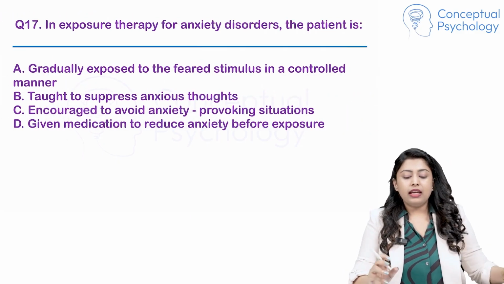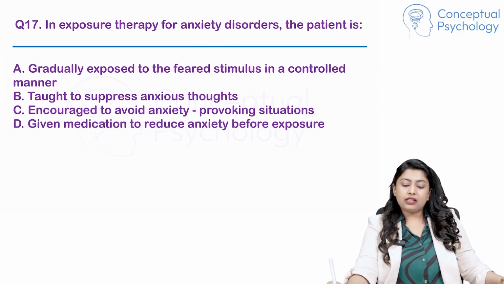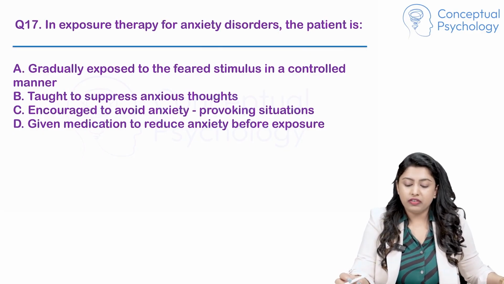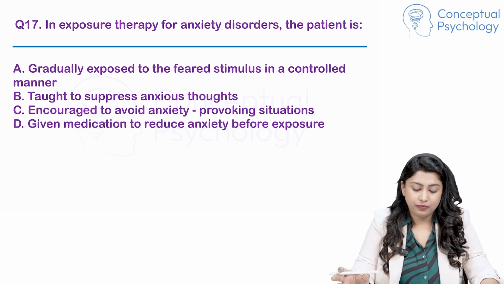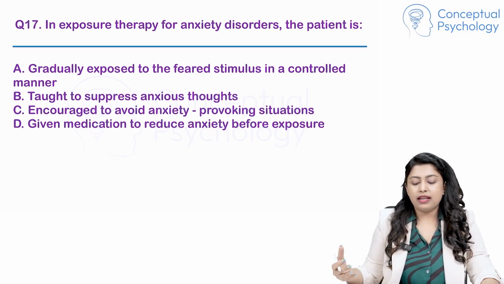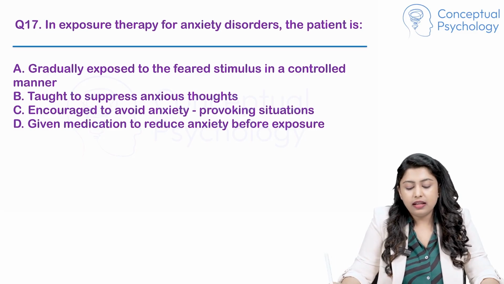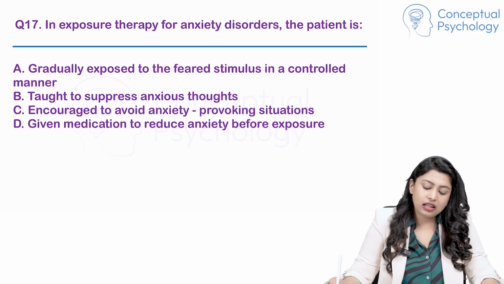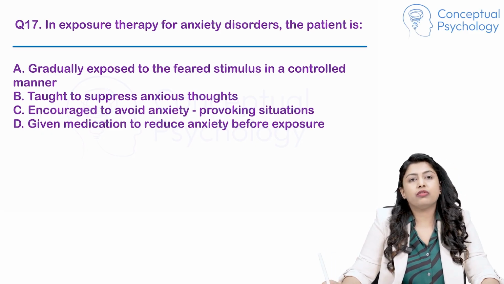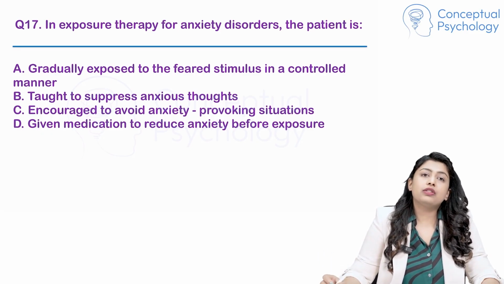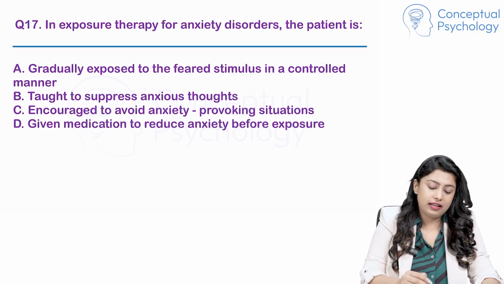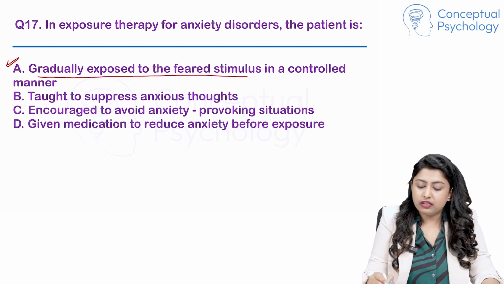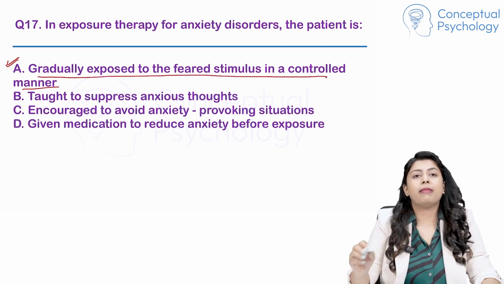Moving on. In exposure therapy for anxiety disorders, the patient is A. Gradually exposed to the feared stimulus in a controlled manner. B. Taught to suppress anxious thoughts. C. Encouraged to avoid anxiety provoking situations. And D. Given medication to reduce anxiety before exposure. So here the correct answer is A, where the patient is gradually exposed to the feared stimulus in a controlled manner.